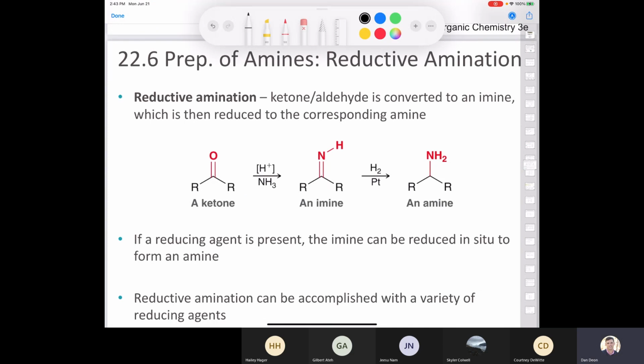All right, another way to make an amine, whether it be a primary amine, secondary amine, or tertiary amine, is to do a reaction called reductive amination.